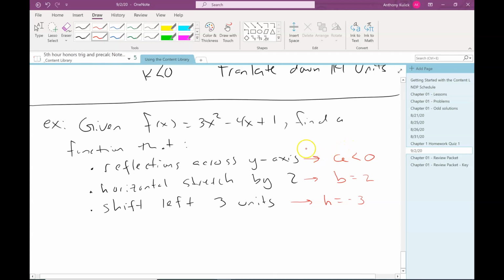Since there's no vertical stretch or shrink and the a needs to be negative, I know really that means a should be negative 1. Yes.